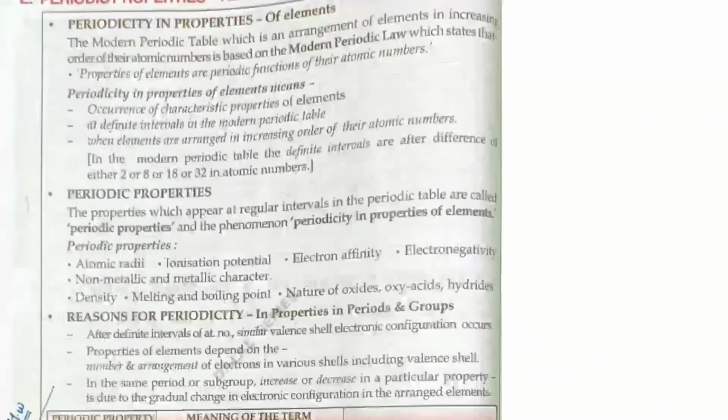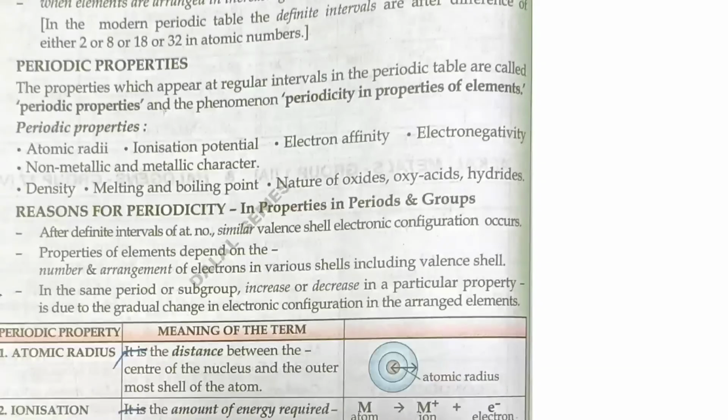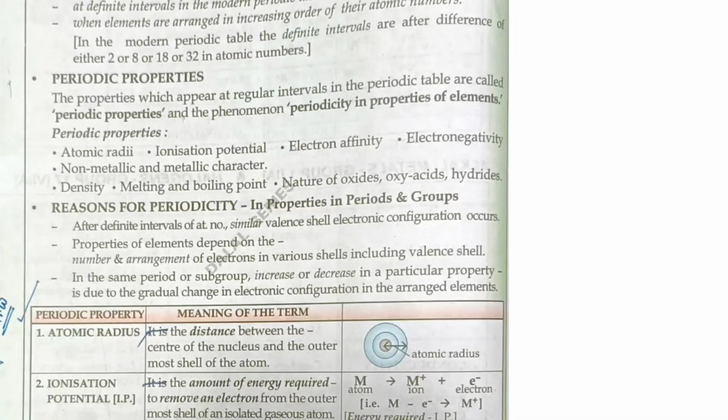We learned that previously. Periodic properties. The properties which appear at regular intervals in the periodic table are called periodic properties, and the phenomenon is known as periodicity in properties of elements. That is the heading of the chapter.